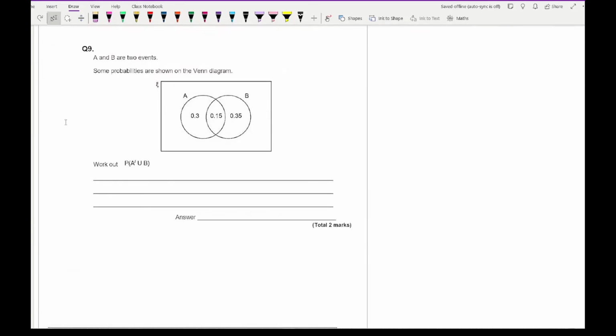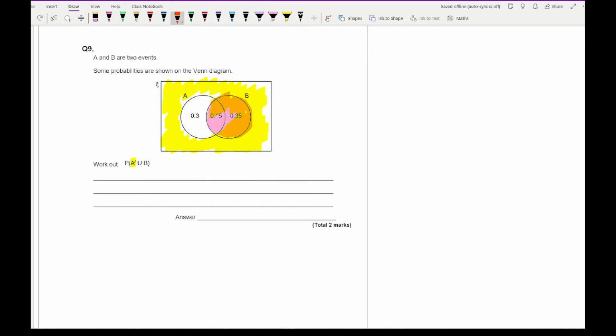Then for question 9, it says A and B are two events. Some probabilities are shown in the Venn diagram, and it says work out the probability of not A or B. Now, one way of doing this is, as we're looking at OR, to highlight these two events separately. So not A is all of this yellow bit. And so that's that bit. And B is all of this bit. Now, because I want OR, I want all the bits that are shaded.